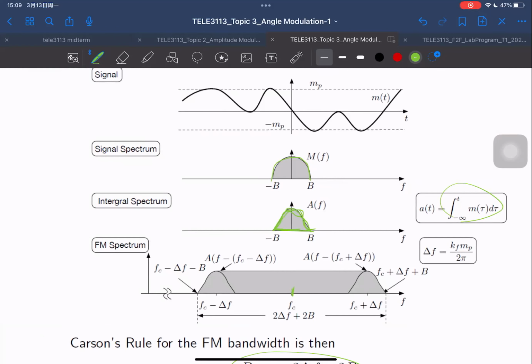the spectrum looks like this. You have FC plus FM, FC minus FM, negative FC plus FM, and negative FC minus FM. So your spectrum should look something like this. And because your message frequencies are 40 and 90, you have two components.